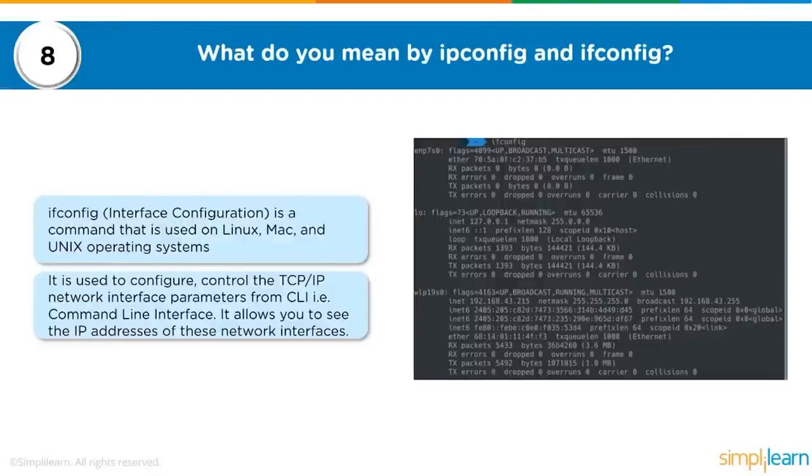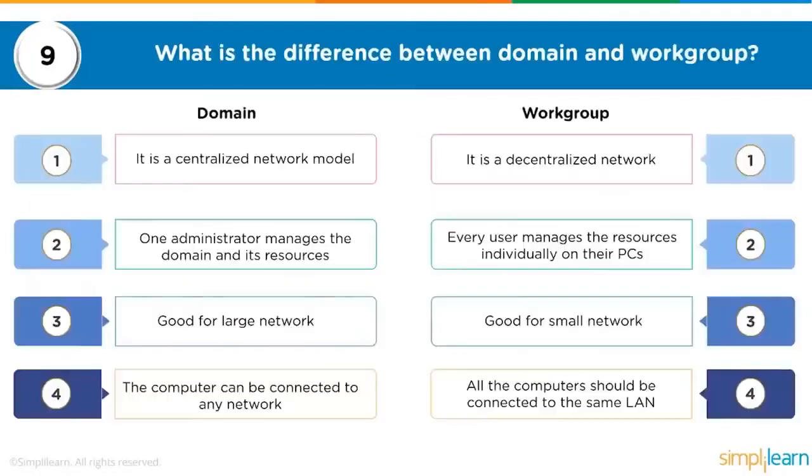So the command will also give you the list of interfaces and the configuration of each and every interface. It is used to configure and control the TCP/IP network interface parameters from the command line interface. It allows you to see the IP address of these network interfaces. So here you can see the WLP19S, the IP address being 192.168.43.215, subnet mask being 255.255.255.0, with the broadcast being 192.168.43.255.